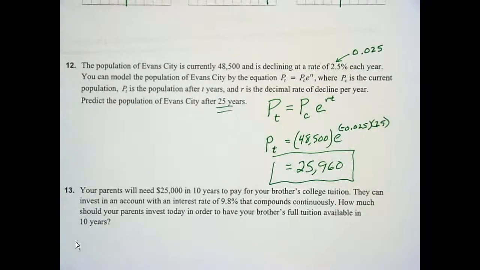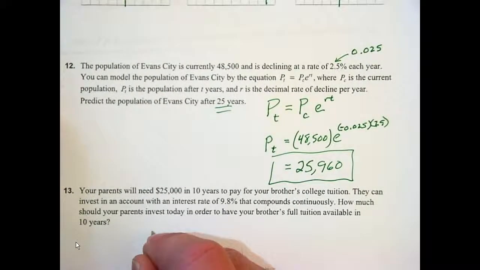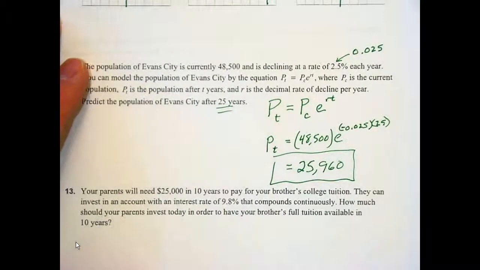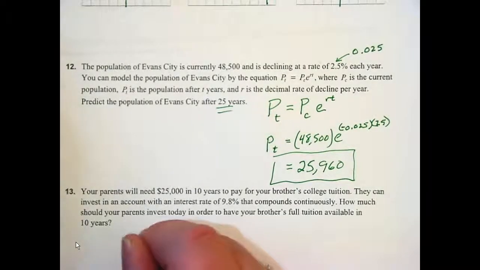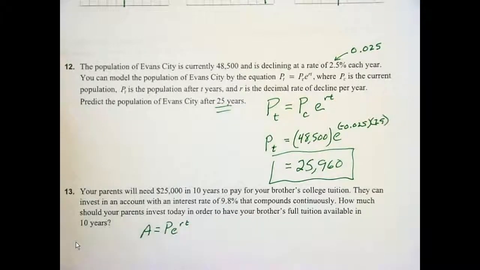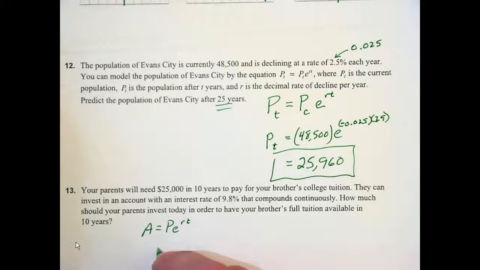Glad I could help. All right. Number 13, I want you to tell your neighbor what you did on that one. Number 13, take a look at it. And I got $9,382.78.